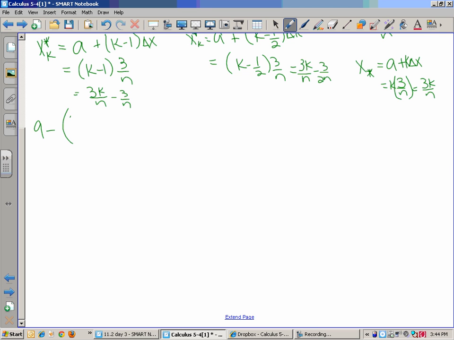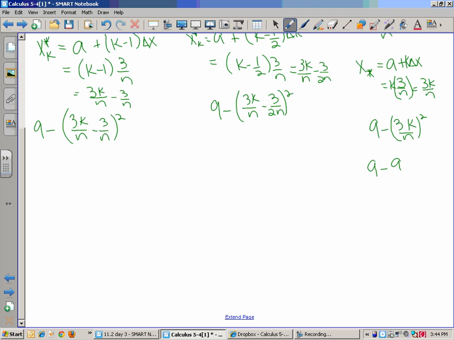9 minus... plug that in. And plug this in. Oh, look at this one, it's my favorite. So this one's super easy. 9 minus 9K squared over N squared. I did that one in my class. I think I called it left hand, but that's the one. 9 minus, and it won't matter, by the way, if you do the limit. It doesn't matter.